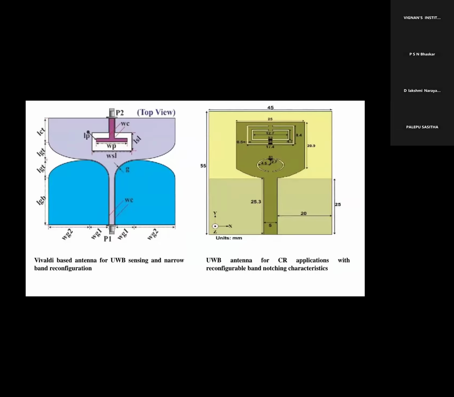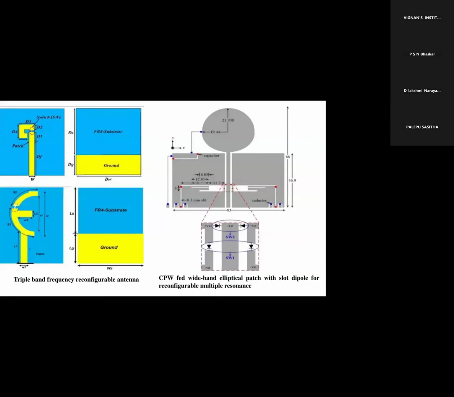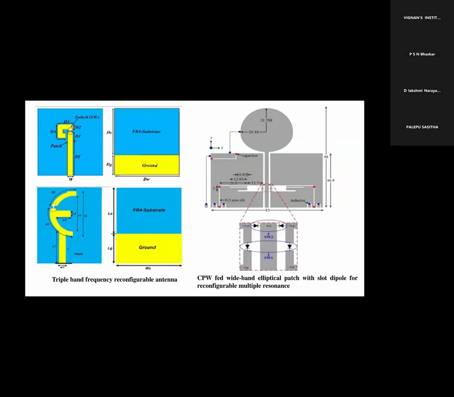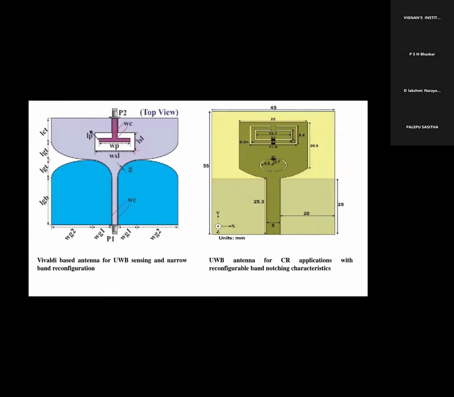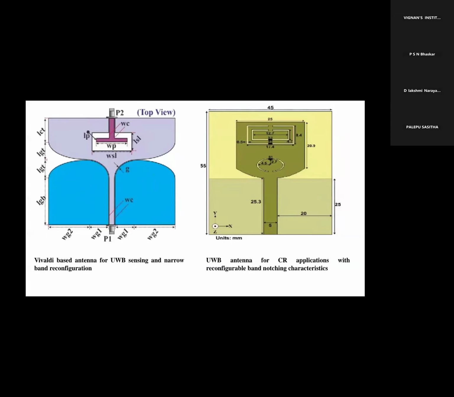So the next slide is a wide antenna for ultra wideband applications. By using different types of frequency change, you can change the operation. And the fourth one is an ultra wideband antenna for UWB applications with reconfigurable band notch characteristics. Here also, you can observe that they are placing two diodes on the top of the U shape. So by switching these diodes on and off, we can use it for different frequency applications.